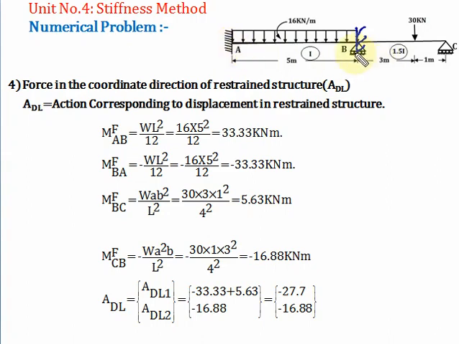Here, what will be the degree of kinematic indeterminacy? It will be 0. For member AB, here it is fixed and here it is also fixed, so as it is fixed, the degree of kinematic indeterminacy will be 0. Here also it will be 0. So as we restrain the structure, the structure becomes a kinematically determinate structure. Now we have to find out the fixed end moments.